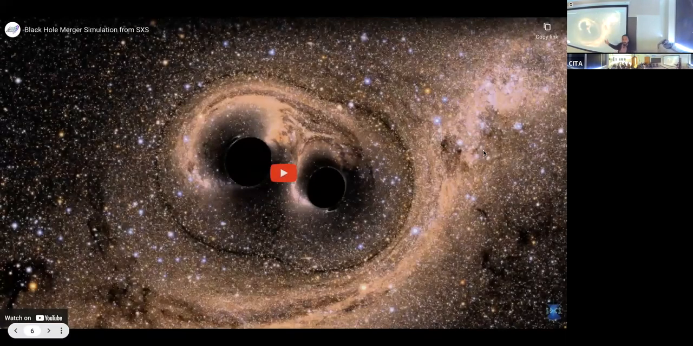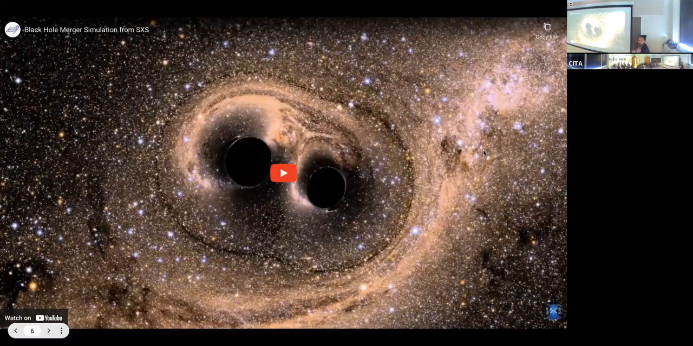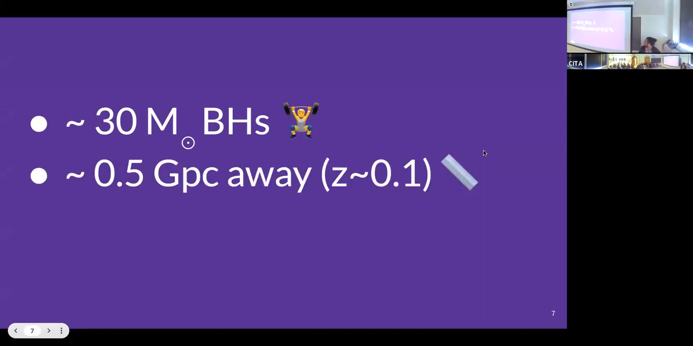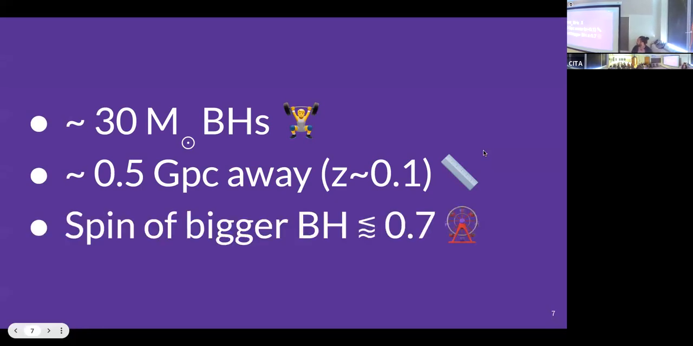And so that exact kind of action was then seen in the signal. So all of this was coming together really nicely. And from that one detection, we were able to say that there were two roughly 30 solar mass black holes that had collided to create that signal. They were roughly half a gigaparsec away. That's a redshift of 0.1 for those of you who can think in redshift. And the spin of the larger black hole had to be less than about 0.7.